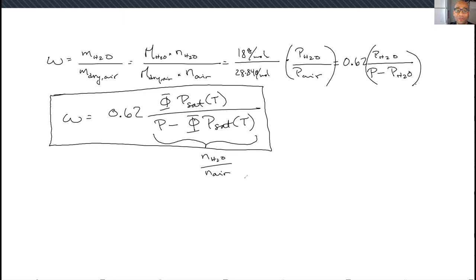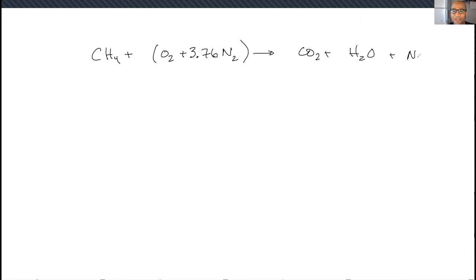Let's do an example now of a stoichiometric balance with air. Let's burn methane again. So let's say we have methane, CH4 plus, and now I'm not burning with pure oxygen. I'm going to burn it with air. So the way I usually write this is O2 plus, and I know that for every mole of oxygen I have to bring in 3.76 moles of nitrogen. This is going to go to CO2 plus H2O plus, and now there has to be nitrogen left over for my complete combustion.